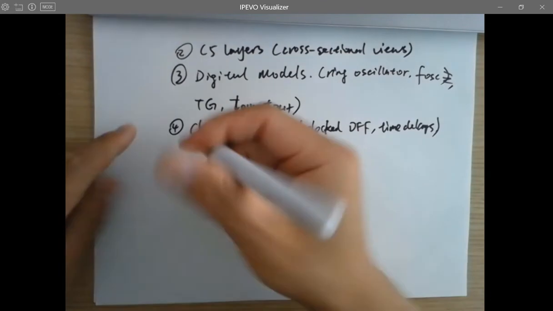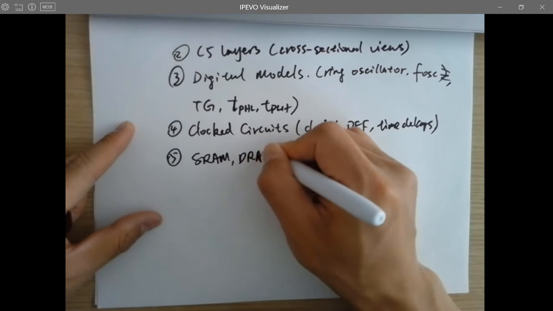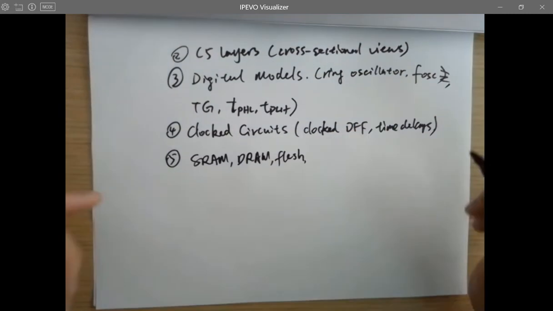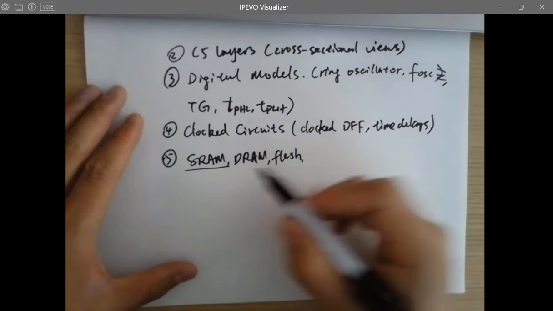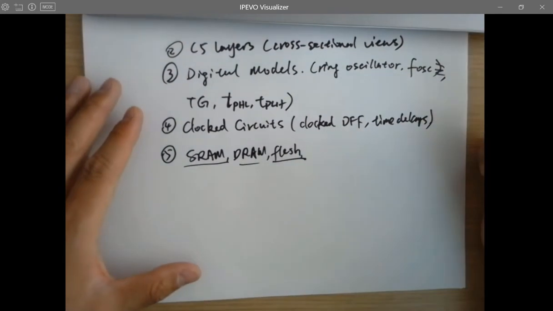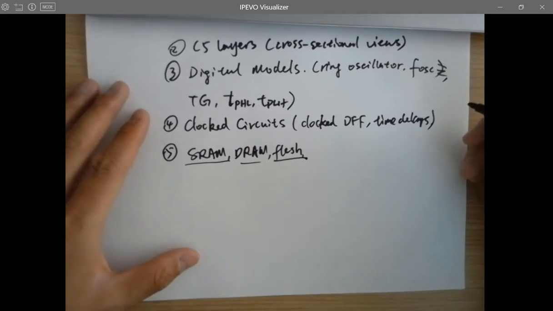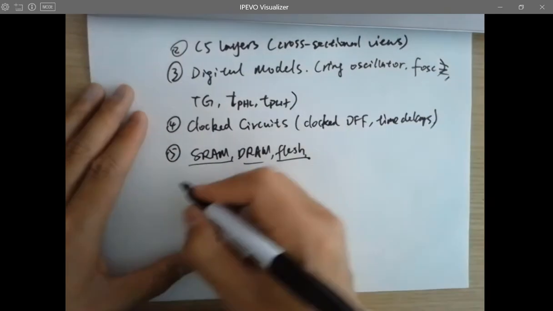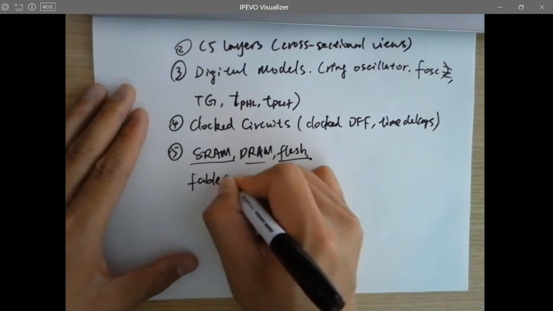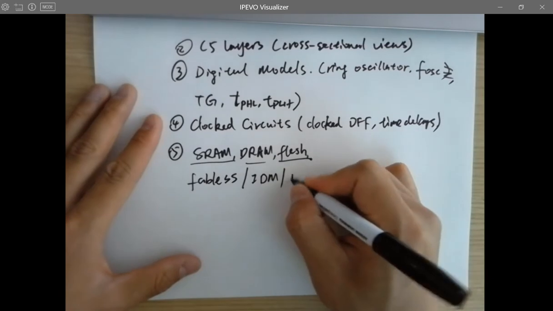And number 5 will be SRAM, DRAM, flash. It won't be any calculations involved, but just trying to ask you how to operate the SRAM or DRAM or flash. You need to understand how that is being clocked and operated. And also you need to understand what is fabless, what is IDM, and what is pure play.